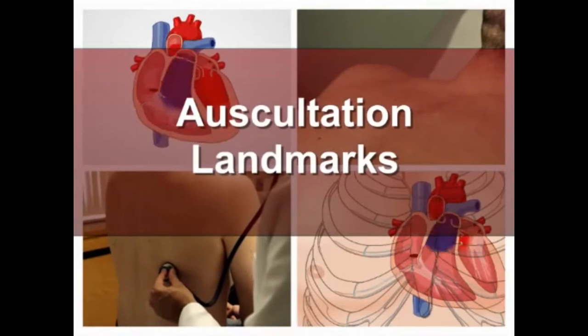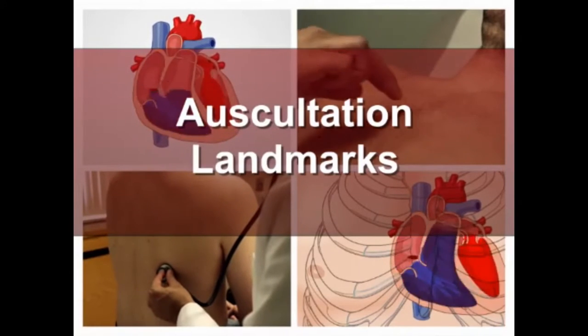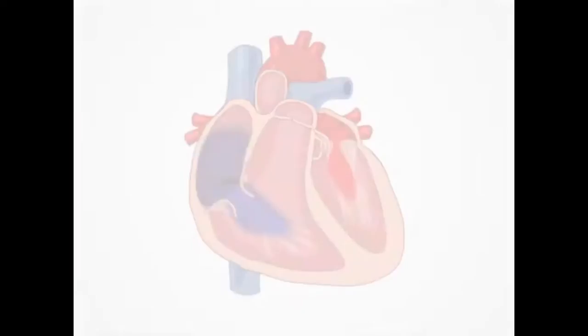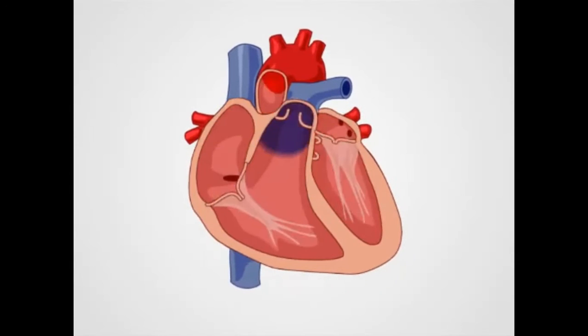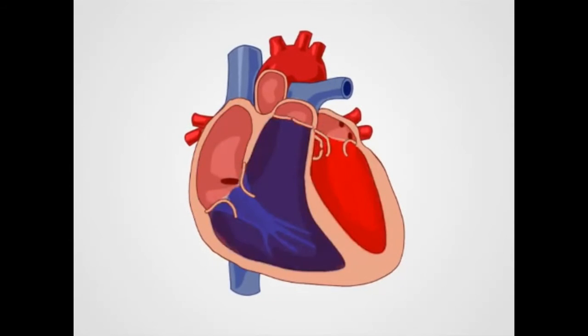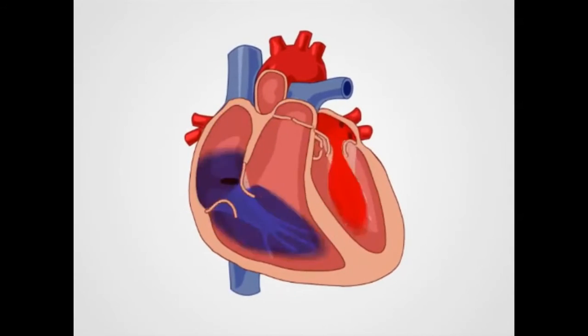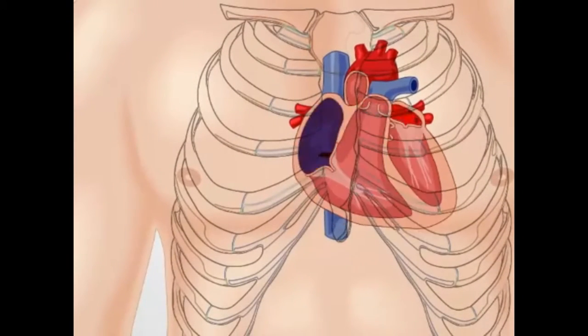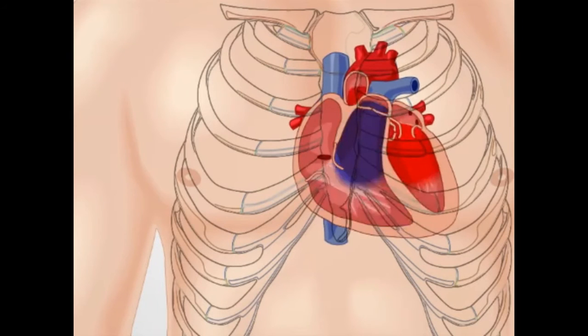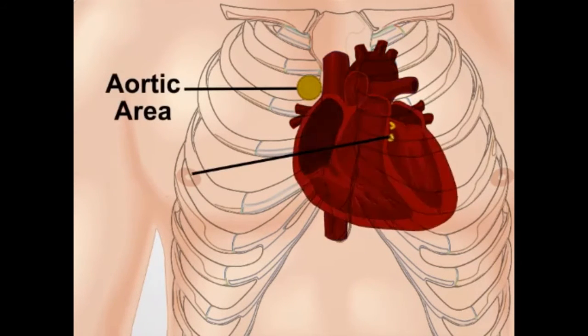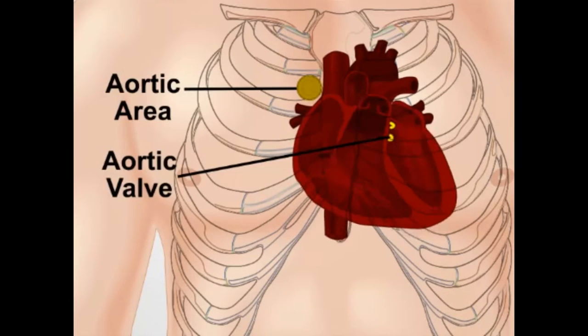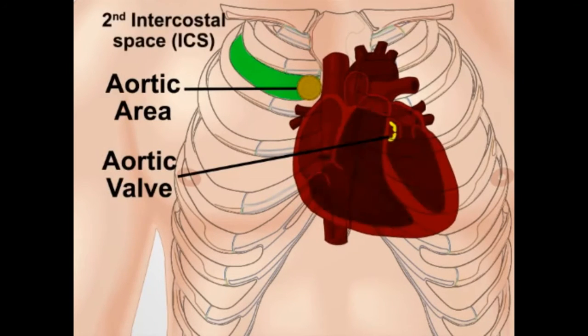Let's begin by reviewing the surface landmarks for auscultation. As discussed, the heart sounds mainly correspond to the closing of the heart valves. Therefore, each auscultation area corresponds to one of the valves. The aortic area, corresponding to the aortic valve, is along the right sternal edge of the second intercostal space, abbreviated as the second ICS.